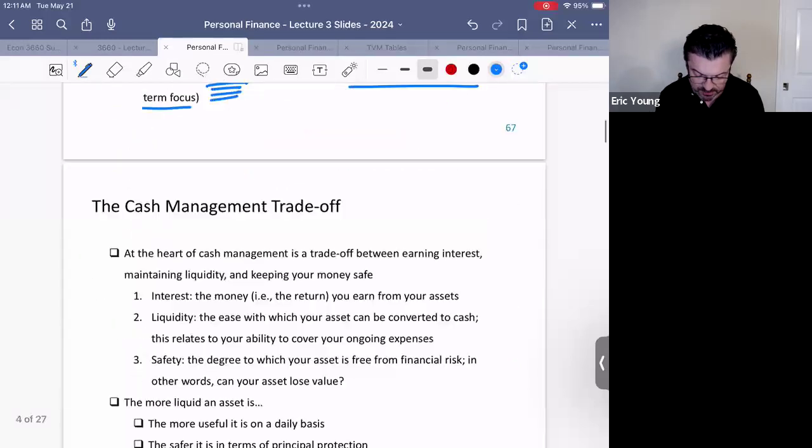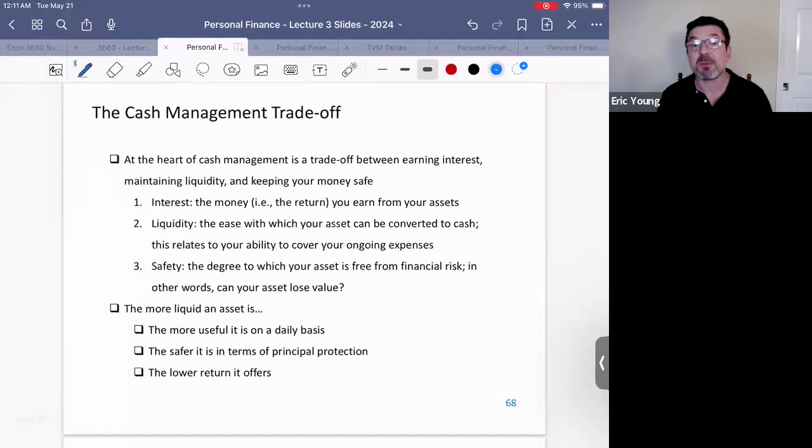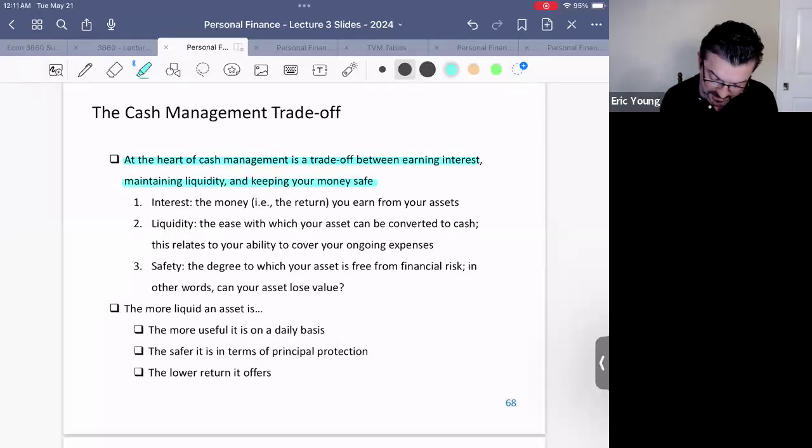So that's cash management. Now, it sounds nice and simple, and it's really not complicated, but there's an inherent problem in cash management. And the basic problem is, as in everything in economics, we have a trade-off. Okay, there's always a trade-off in economics.